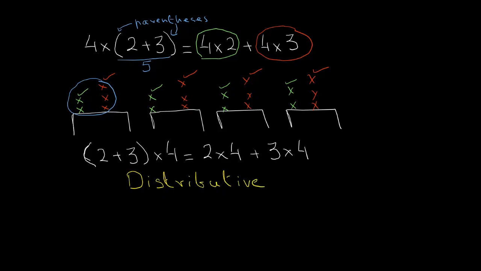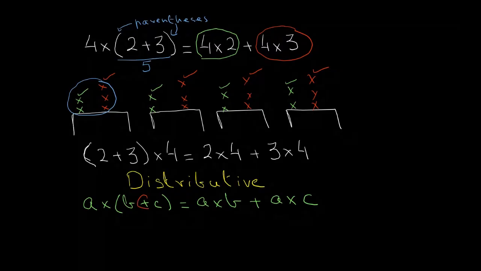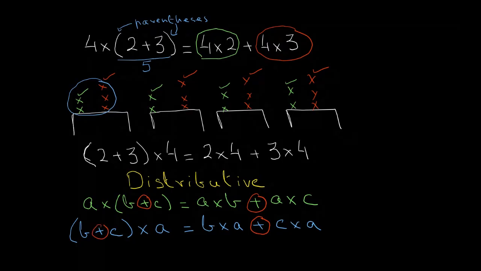So, the distributive law, and what this says is two things. You can either write it as A multiplied by (B plus C) is equal to A multiplied by B plus A multiplied by C, and this plus is the plus right over here. Or you can write it in a different way: (B plus C) multiplied by A is equal to B multiplied by A plus C multiplied by A. They're both the same law, and this plus is the plus right over here. So this is called the distributive law.